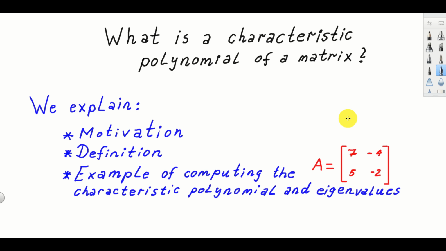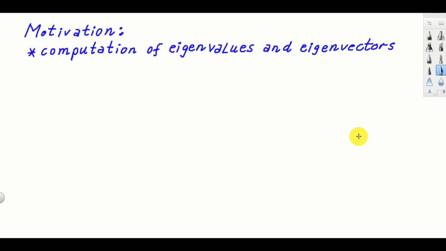In this tutorial, we will explain what is a characteristic polynomial of a matrix. In particular, we will first introduce the main motivation behind the characteristic polynomial, then we will state the definition, and then we will solve an example of computing the characteristic polynomials and eigenvalues of this 2 by 2 matrix. So let's start immediately. Okay, so let's start with the main motivation for introducing the characteristic polynomial.